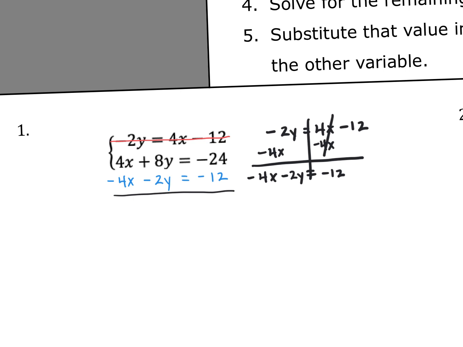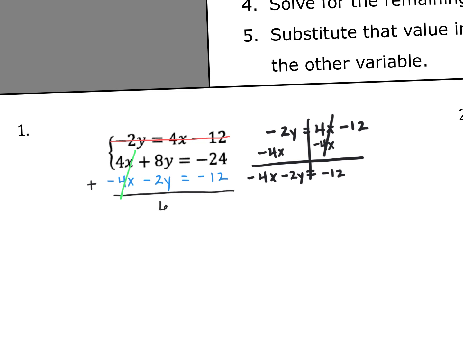Okay, I'm looking for a letter that is the same and has a positive number and a negative number. Well, if I look, I have a positive 4x and I have a negative 4x. So those two cancel out. So I'm just going to get rid of those. Those are not there anymore. And I'm left with 8y minus 2y. So 8 minus 2. I could say 8 plus a negative 2, but I just like to read it straight down. I have 8 minus 2, and that leaves me with 6y.